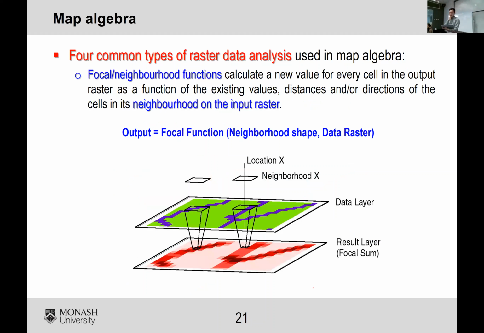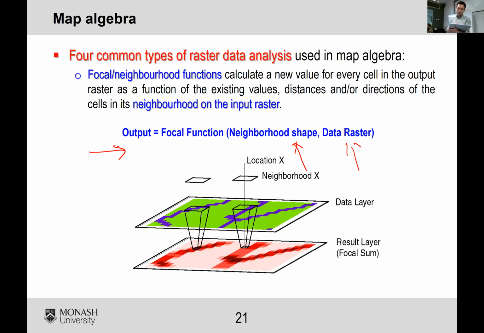So the second type is called focal or neighborhood functions. So instead of looking at individual cells, now we're looking at an area or neighborhood. The result will still be one cell on the output raster, but to compute this value on the output raster, we're looking at a neighborhood or area on the input raster. So now the function for the output becomes a function with the input of the neighborhood shape and the input raster.